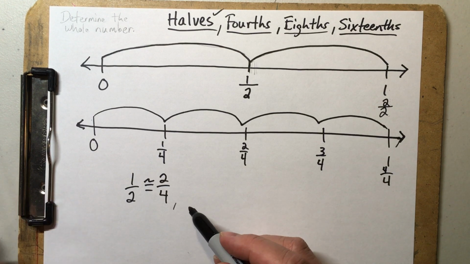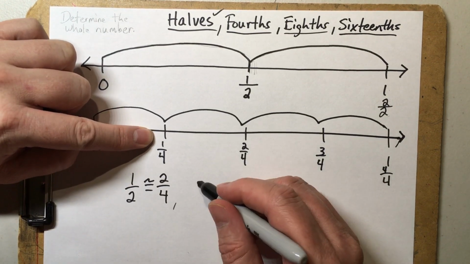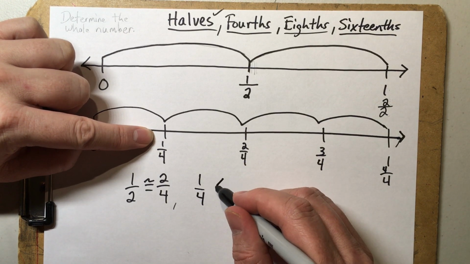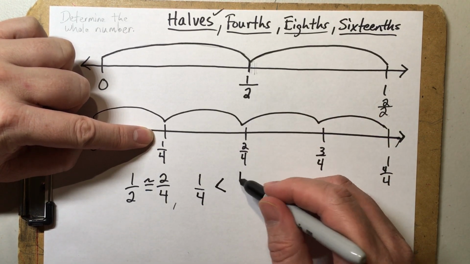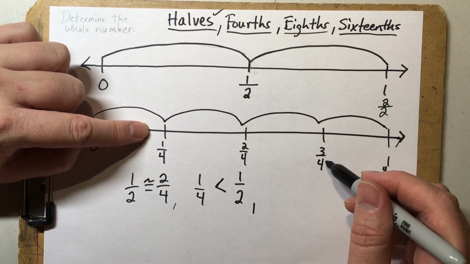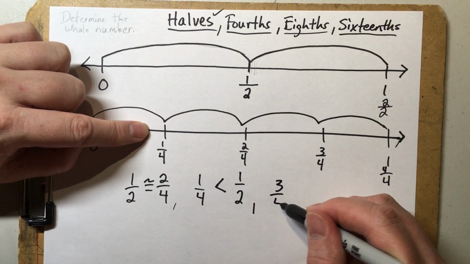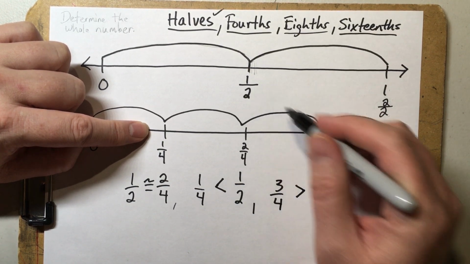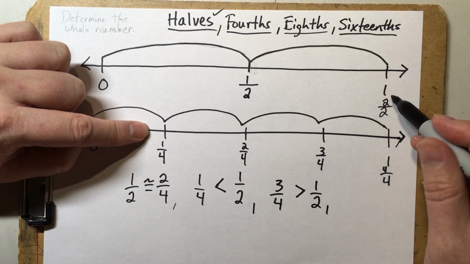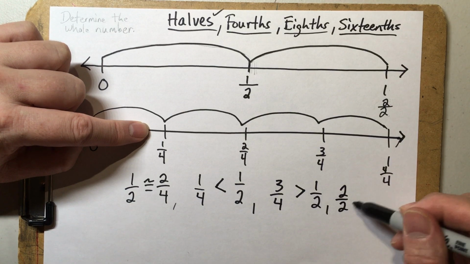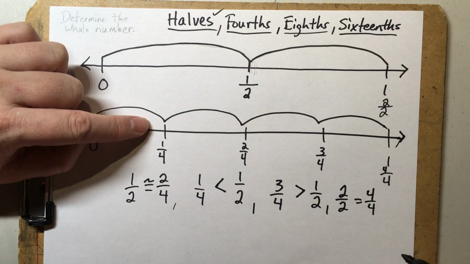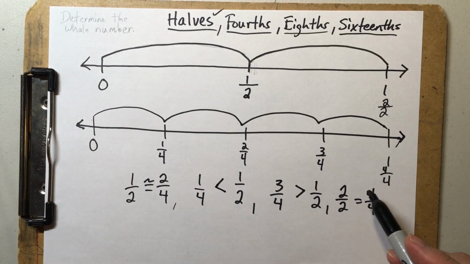They can start making statements too, such as 1/4 is going to be less than 1/2. 3/4 is going to be greater than 1/2. 2/2 is equal to 4/4.